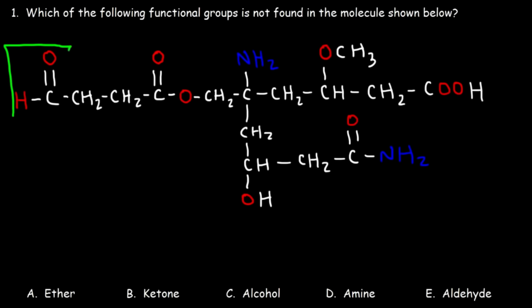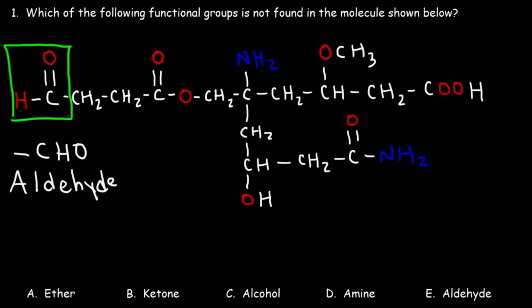So what is this? What functional group do we have here? CHO. This is equivalent to this expression here. That is an aldehyde. So therefore, we can eliminate answer choice E. Now what about this functional group in the middle with 2 oxygens? What is that called? That functional group is known as an ester.